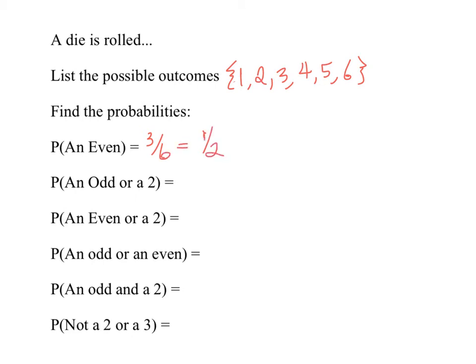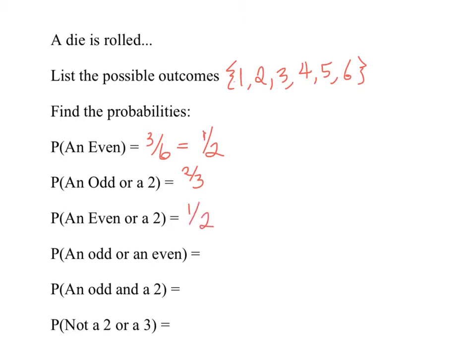Okay? An odd or a 2. So now you say, well, there are, of course, 3 odd numbers, but adding a 2 in there, saying that we either could get an odd or a 2, 4 out of the 6, or 2/3. An even or a 2. Well, now we have 3 even numbers. 2 is one of them. So to say a 2 again would be counting it twice. So we're back to just 1/2.